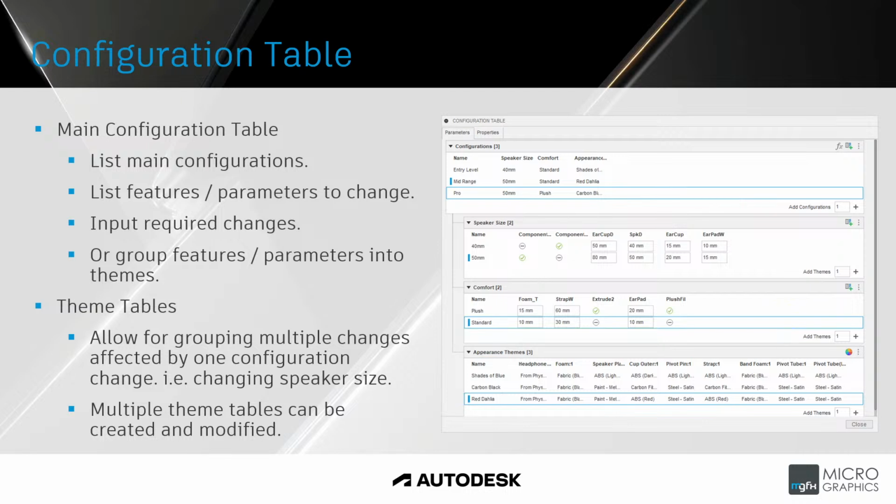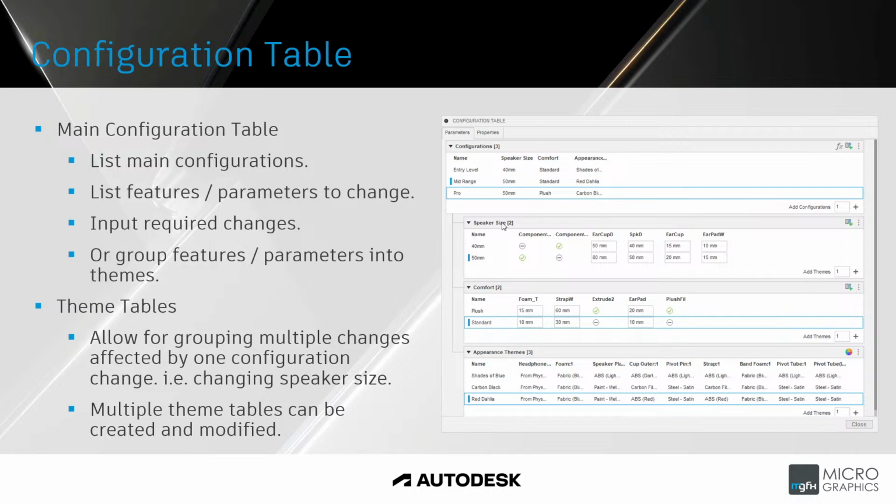So let's say with mid-range, we can see the theme is choosing a 50mm speaker size on the speaker size theme. For comfort, we're choosing standard comfort for the comfort theme, and for the appearance, we've chosen red dahlia, and that would choose the corresponding row in the theme table at the bottom.